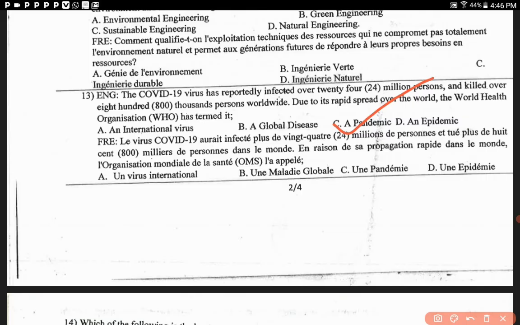Now, looking at the other options, which say international virus and global virus, these are actually informal phrases. They are not official phrases that are used for diseases. There's no international virus or global disease. Maybe you can use it when you are casually discussing with your grandmother who does not know the meaning of pandemic, then you will say it is an international virus or global.